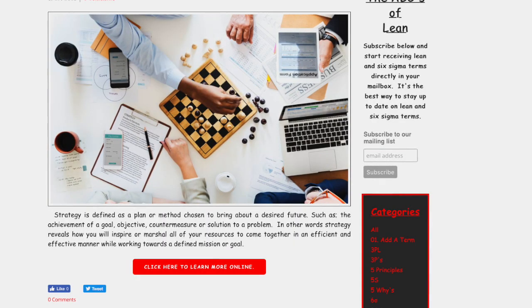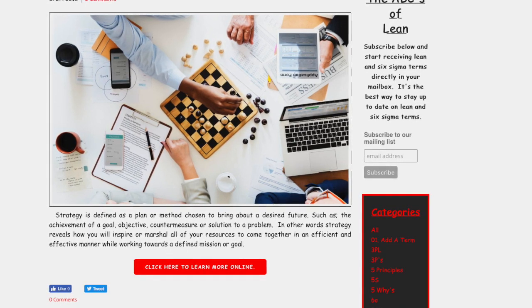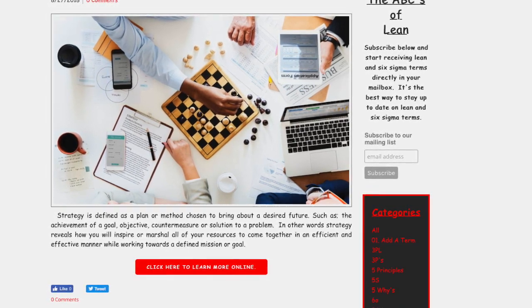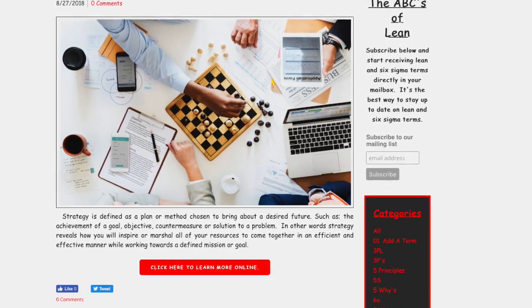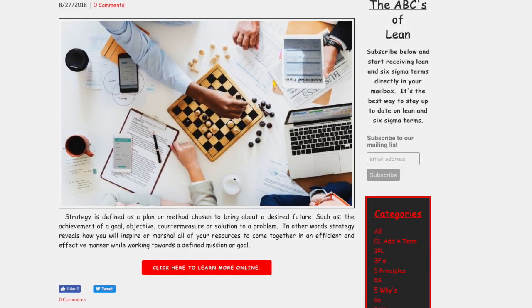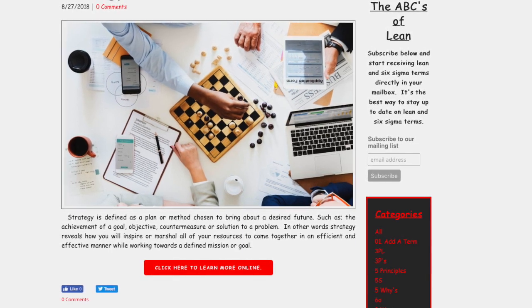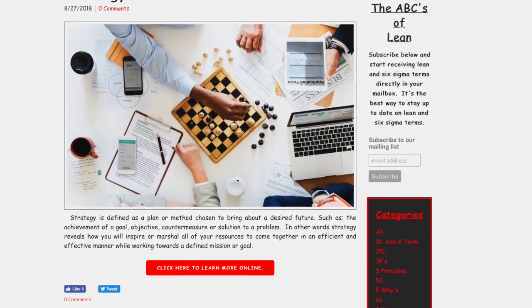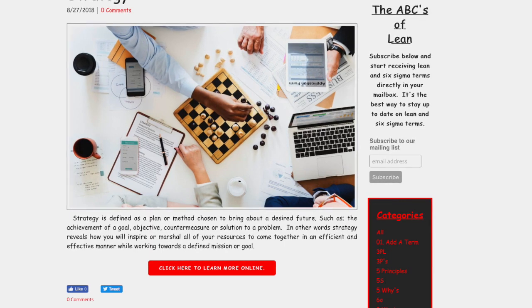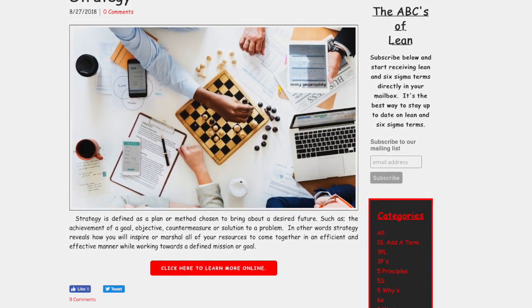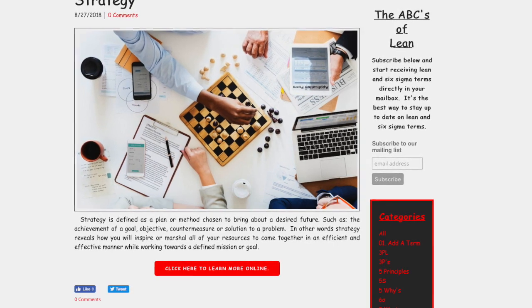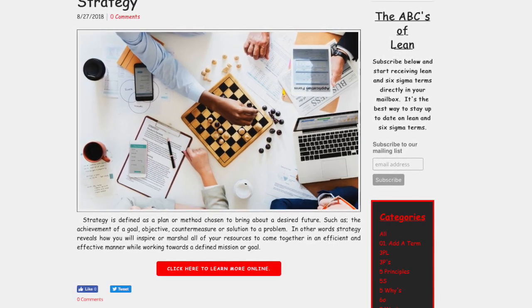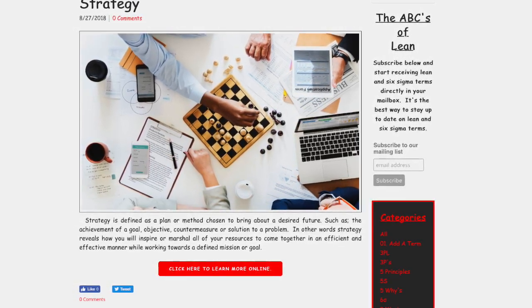Strategy is defined as a plan or method chosen to bring about a desired future, such as the achievement of a goal, objective, countermeasure, or solution to a problem. In other words, strategy reveals how you will inspire or marshal all of your resources to come together in an efficient and effective manner while working towards a defined mission or goal.